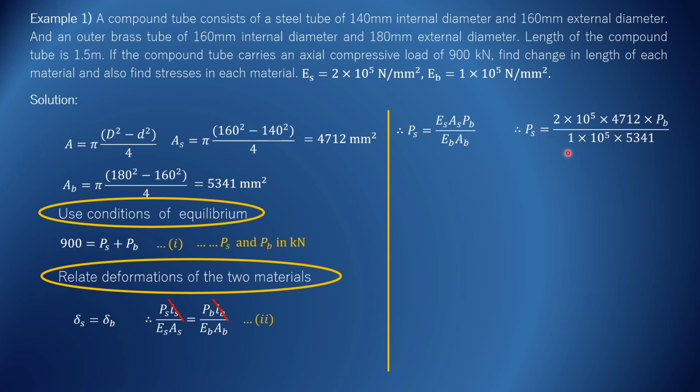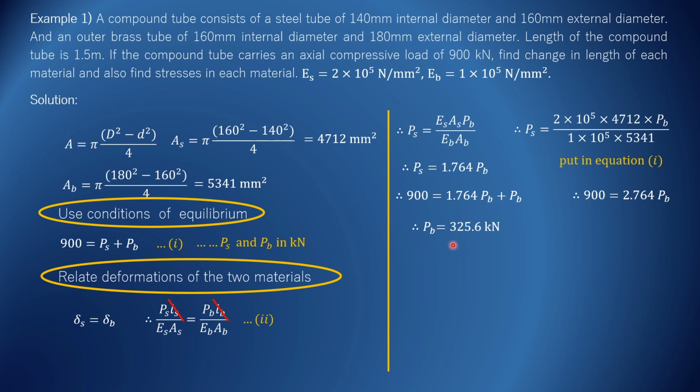But 10 raised to 3 on this side and 10 raised to 3 on this side get cancelled. That is why I have not inserted it here. But remember, you will have to take care of units when you put the values. And this is how we have created the equation. So this is the relation between PS and PB. Now just put it in equation 1. And this is how you have found PB.